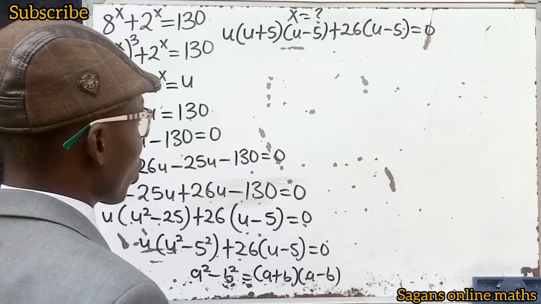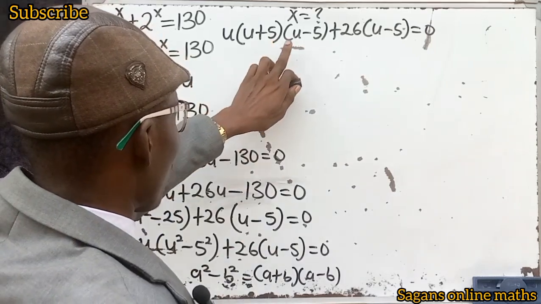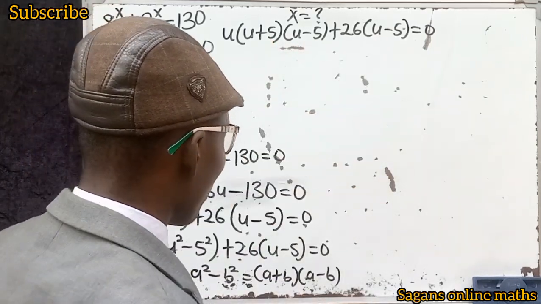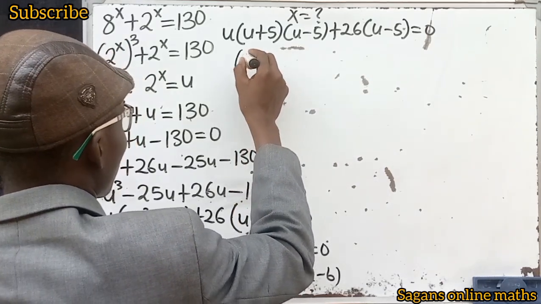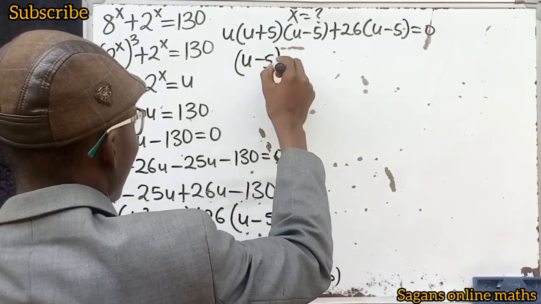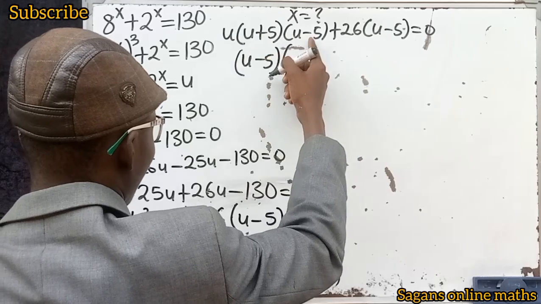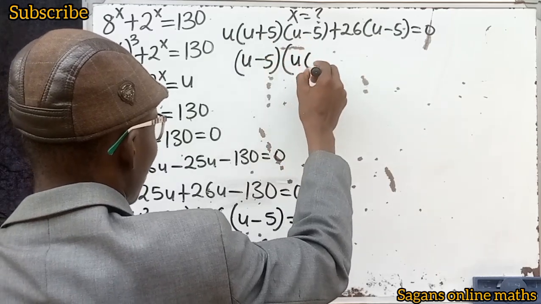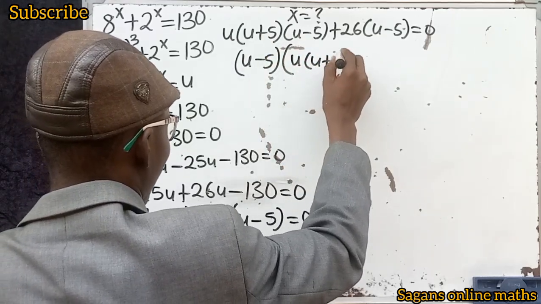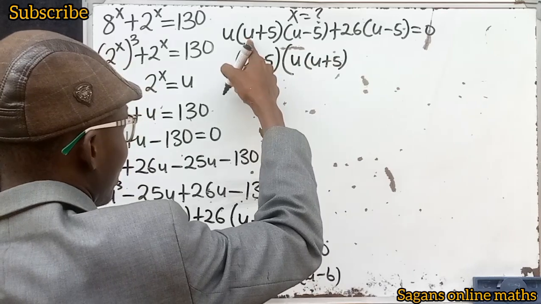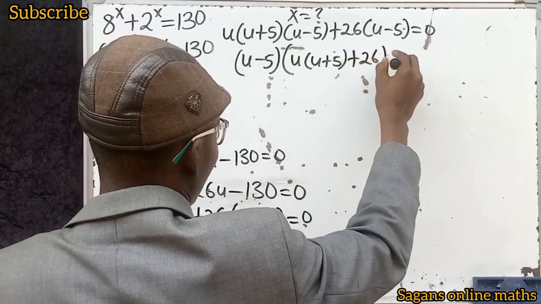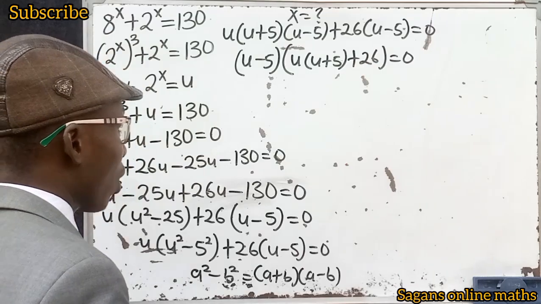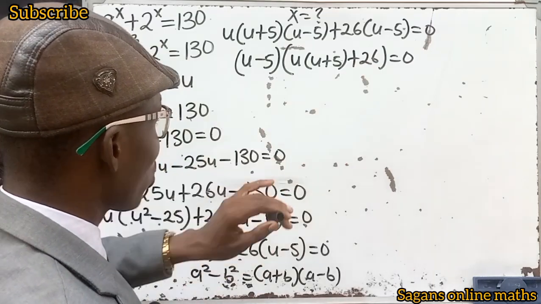Now let's observe this question carefully. You can see that we have u minus 5 here and u minus 5 there. So u minus 5 is common to both terms, and we can factorize it. If we divide the first term by u minus 5, we are left with u plus 5, because this cancels out. If we divide the second term by it, we are left with plus 26. All this equals 0. Wow, this is amazing, an excellent, beautiful question.